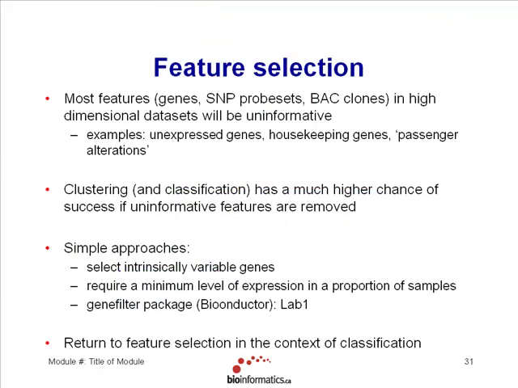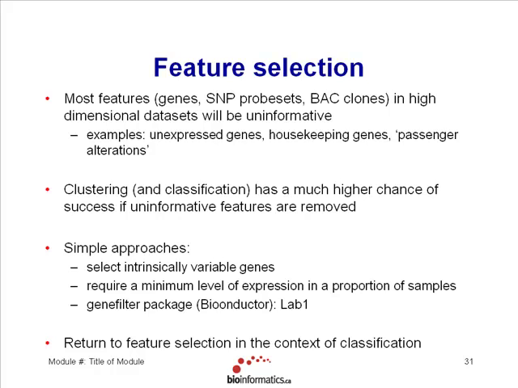Okay, so let's just spend a minute talking about feature selection. The advantage of sparse profiles, which I mentioned earlier, is that in fact most features, whether they're genes or SNP probe sets or BAC clones in high dimensional data sets, will actually be uninformative. Some genes, for example in gene expression, are unexpressed, so they're just not expressed at all. Others are expressed ubiquitously and are always highly expressed no matter what, so-called housekeeping genes. Or you have what we call in cancer passenger alterations, which are just results of genomic instability that don't actually confer any tumorigenesis, and they're often considered biological noise in the data.